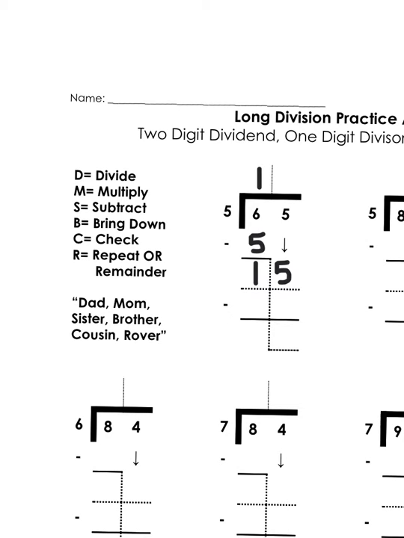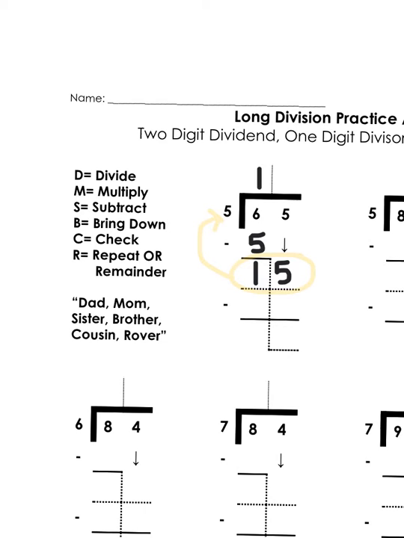Now when I look at this number, I need to ask myself, is this number bigger than my divisor? That's the checking part. I check what's left, and if what's left is bigger than my divisor, then that means I can get more groups out of the number. So I repeat the process.